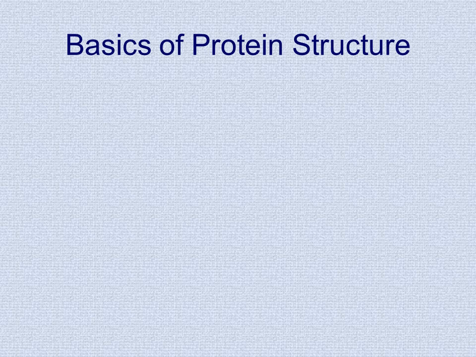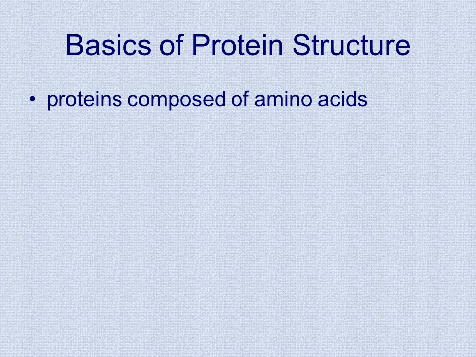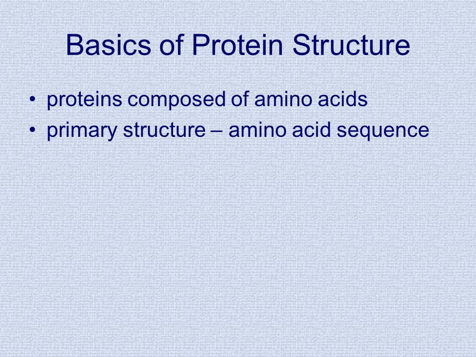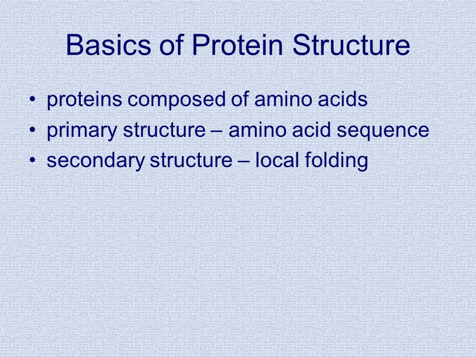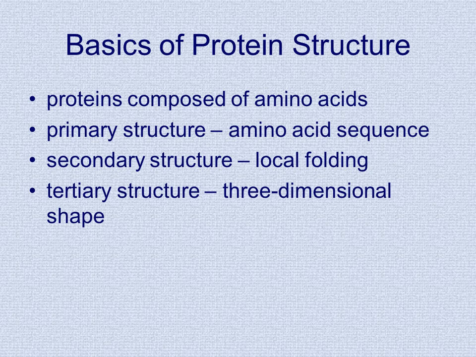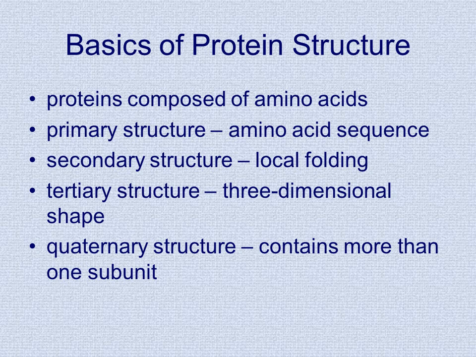Now, let's look at protein structure for a second. Proteins are composed of amino acids, and we'll define an amino acid momentarily. Now, we can talk about protein structure at four different levels. The first level of structure is the primary structure, which is basically the amino acid sequence. How are the amino acids arranged in a chain in the protein molecule? Secondary structure is local folding, and we'll illustrate that, but there are segments of the protein that might fold or bend a certain way. The tertiary structure is the overall three-dimensional shape of the protein. What does it look like in 3D? Sometimes a protein may have quaternary structure if that protein consists of more than one subunit, and we'll illustrate that.